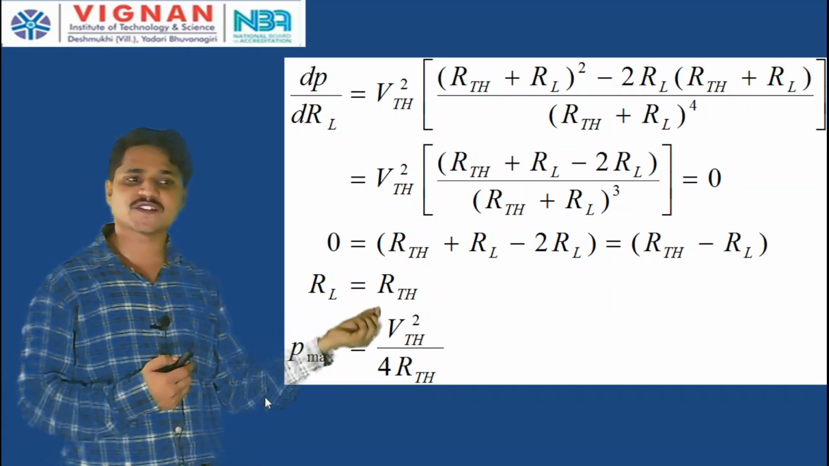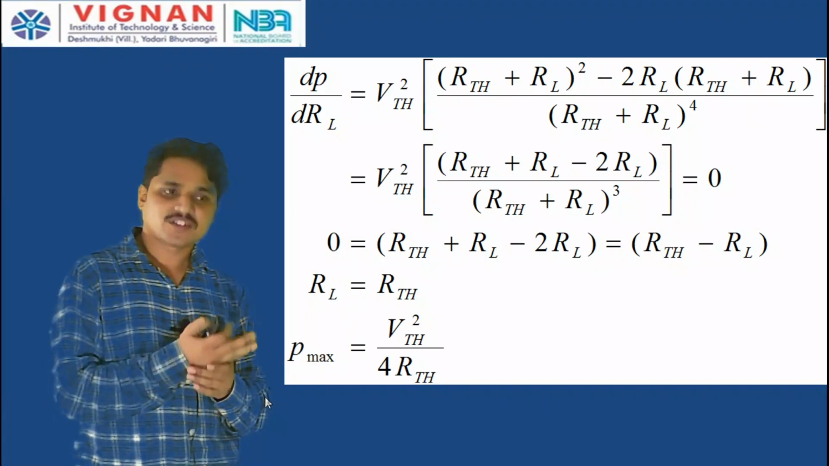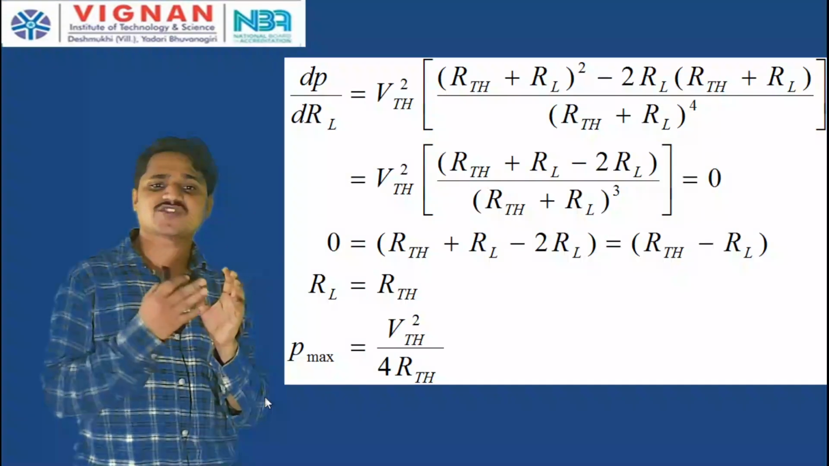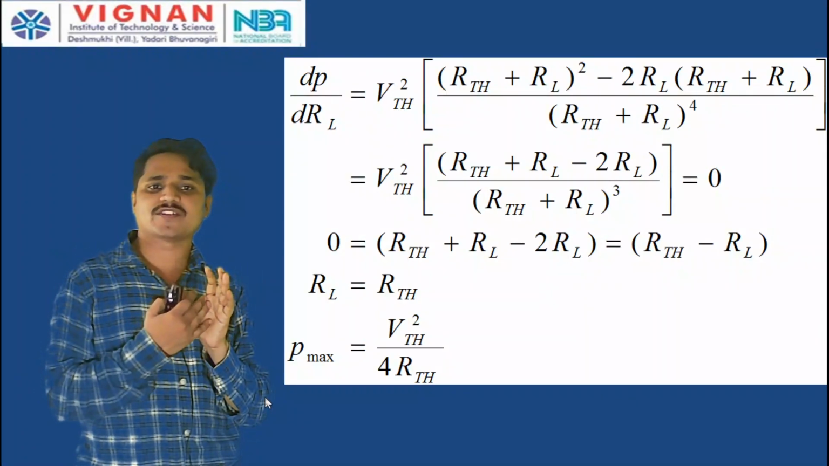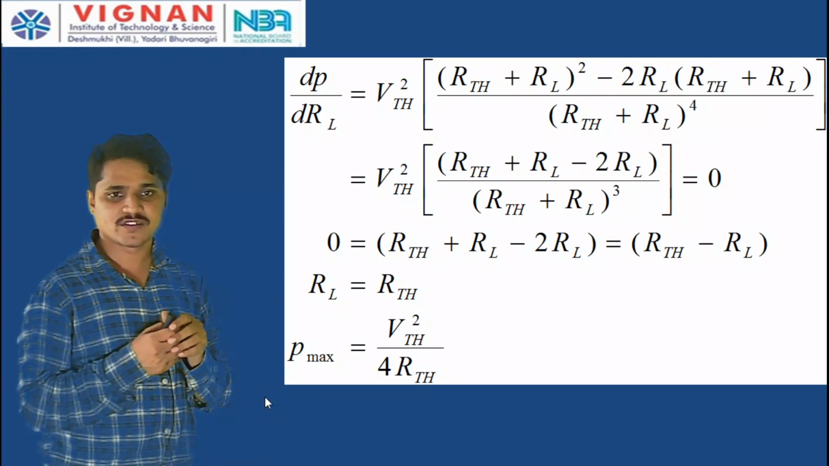So, the load resistance must be equal to the source resistance. Source resistance means the resistance seen from the load terminals, that is Thevenin's resistance. RL is equal to R Thevenin.